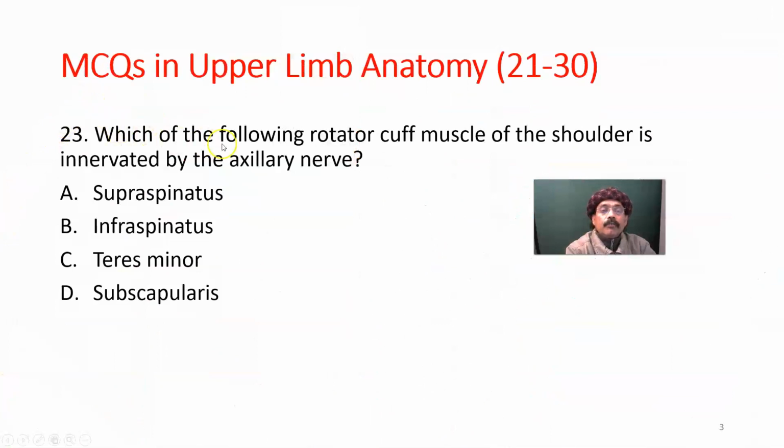Question number 23. Which of the following rotator cuff muscles in the shoulder is innervated by the axillary nerve? Supraspinatus, infraspinatus, teres minor, subscapularis. Supraspinatus and infraspinatus are innervated by the suprascapular nerve. Subscapularis is innervated by the upper and lower subscapular nerves. Teres minor is innervated by what? By the axillary nerve.